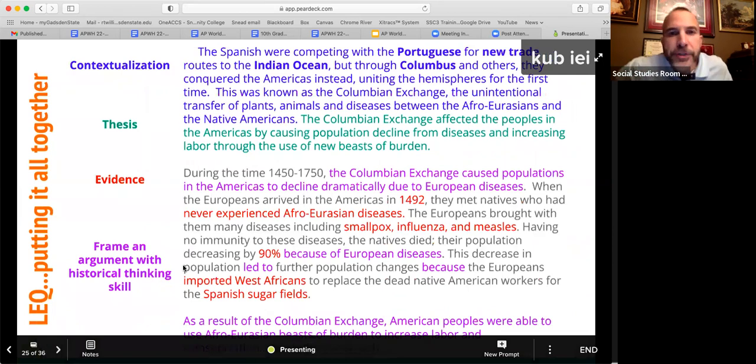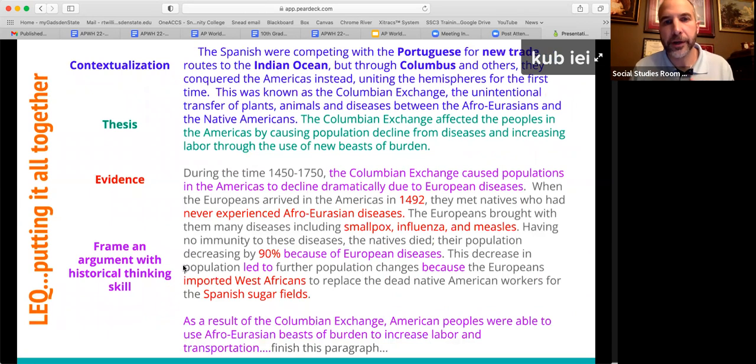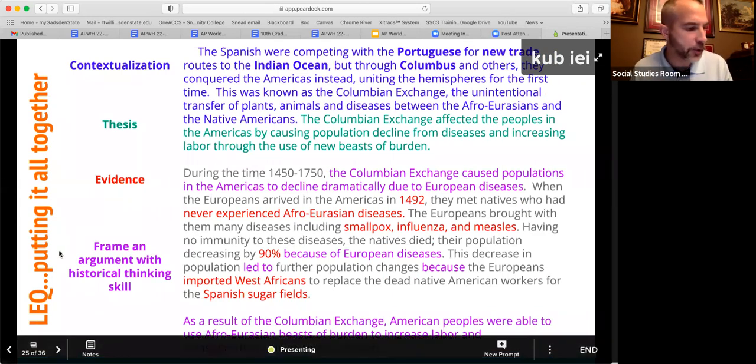So again, if we put all of it together, this would be a good response to this particular LEQ question. You look at the contextual sentences we've already analyzed, the thesis, and then a good solid supporting paragraph. And of course, you'd have another one as well, further talking about the Columbian Exchange.